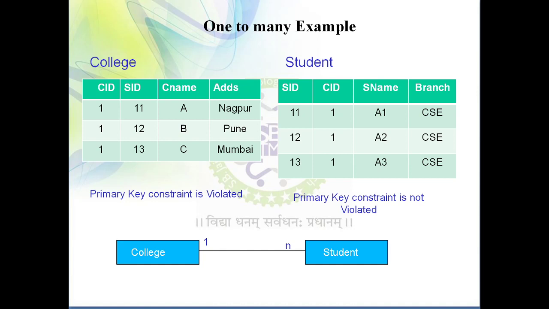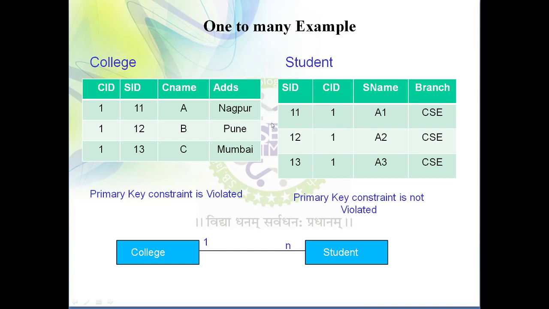In this case we need to establish a relationship between college and student, and I told you that to establish a relationship we require a common attribute. In the college table we have college ID, college name and address. In the student table we have the attributes student ID, student name and branch. Now in order to establish a relationship between these two we require a common attribute.